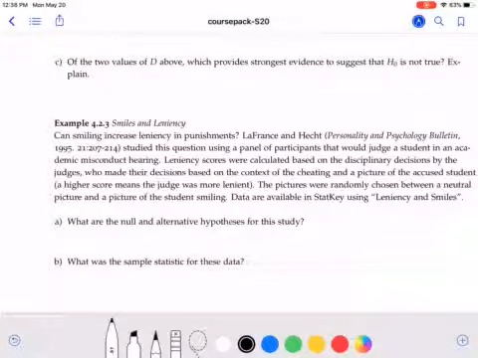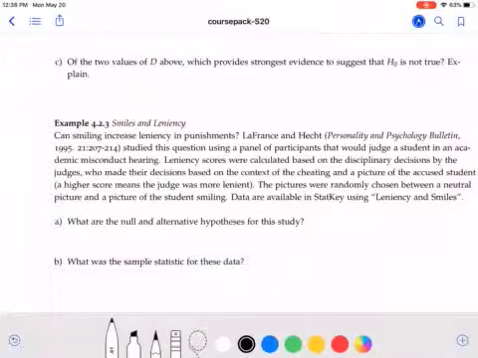In this example, we're going to look at a data set that's built into StatKey based on an actual study where there was a panel of participants judging a student in an academic misconduct hearing. They were assigning leniency scores, where a higher score means the judge was more lenient toward the student. And they had pictures of them.